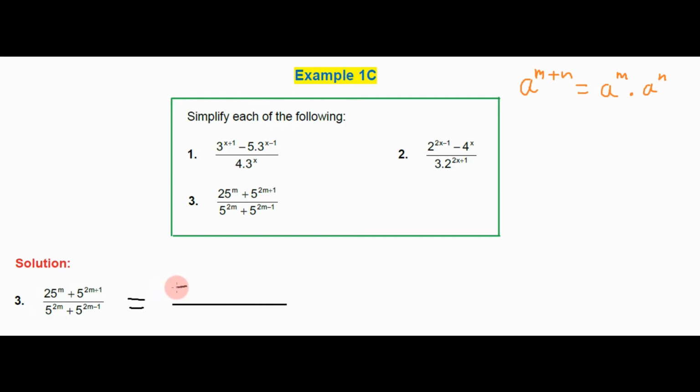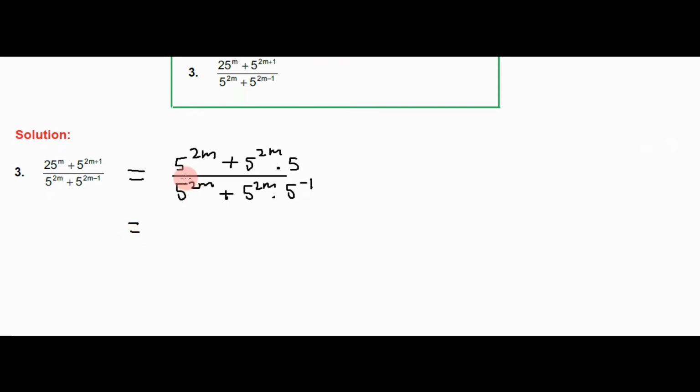25 to the m we can write as 5 to the 2m. Then, using this law, we can split up 5 to the 2m plus 1 into 5 to the 2m times 5. In the denominator, we have 5 to the 2m plus, and once again we can split up this term into 5 to the 2m times 5 to the negative 1. Now we can take out a common factor in both the numerator and the denominator containing m. So we have 5 to the 2m, it goes into the first term once, and in the second term we are left with 5. Taking out a common factor of 5 to the 2m in the denominator, it goes into here once, plus, and here we are left with 5 to the negative 1.